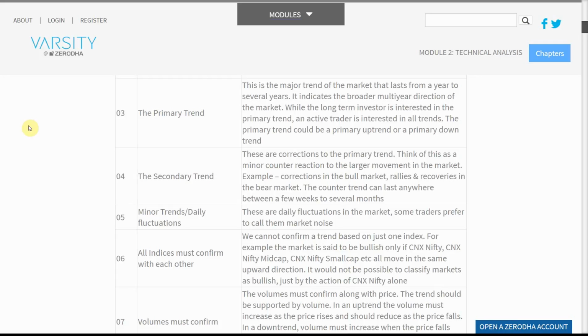05. Minor trends, daily fluctuations. These are daily fluctuations in the market. Some traders prefer to call them market noise.